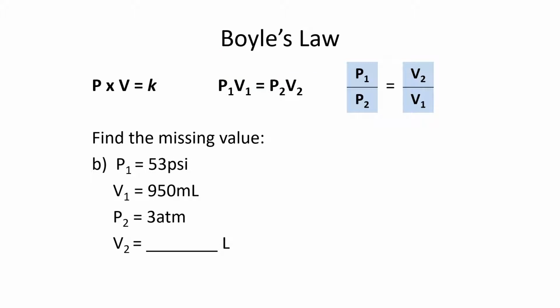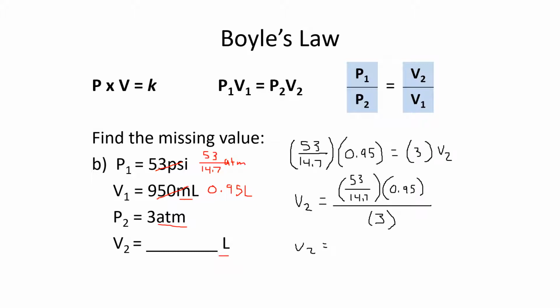For the second example, we have mLs and liters, which is easy to convert. Just divide mLs by 1,000. Pounds per square inch, we need to divide by 14.7 to get it into ATMs. So 53 divided by 14.7 will give us ATMs, and 950 mLs is 0.95 liters. Now the units are the same. We can just plug it in and solve for V2. 1.14.